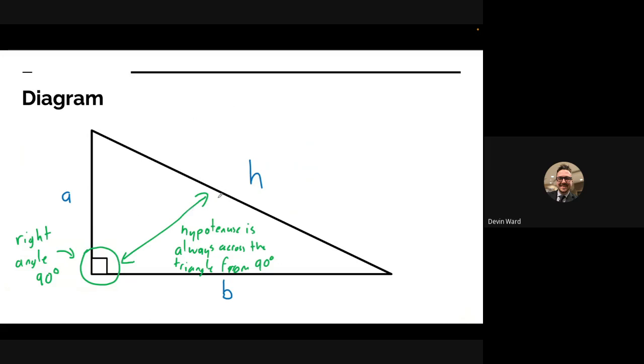It's important to know that H is the longest side and across from the 90 because we're going to be talking about H when we talk about SOHCAHTOA as well. Okay, and then A and B are also labeled here. Again, this one could have been B, this one could have been A. That one doesn't matter as much. It's the H that's very important.